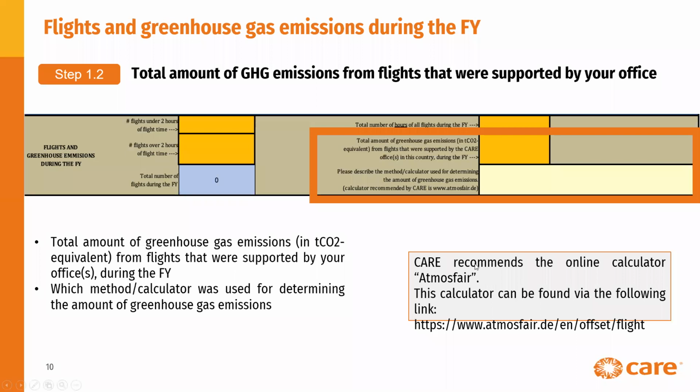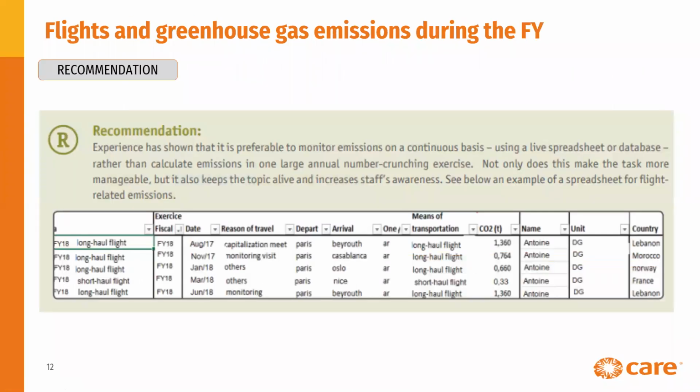Now, a recommendation here. Experience has shown that it is preferable to monitor emissions on a continuous basis using a live spreadsheet or database, rather than calculate emissions in one large annual number crunching exercise. Calculating the greenhouse gas emissions for all your flights at once can be a tough and lengthy task, especially using Atmosphere, where you have to enter specific data for each and every single flight. So it is highly recommended to use this on a live spreadsheet on a regular basis and to fill it out throughout the year.